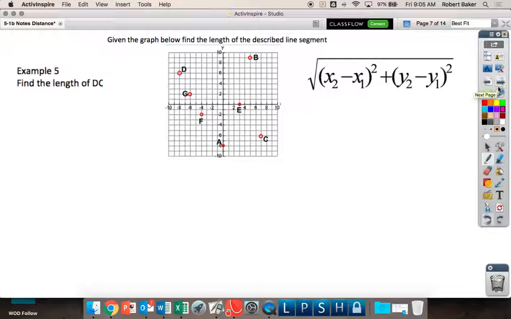Find the length of DC. So you must find D and find C and identify their coordinate locations correctly. Negative 8, 8. Seven, 6. 7, negative 6. 6, yeah.